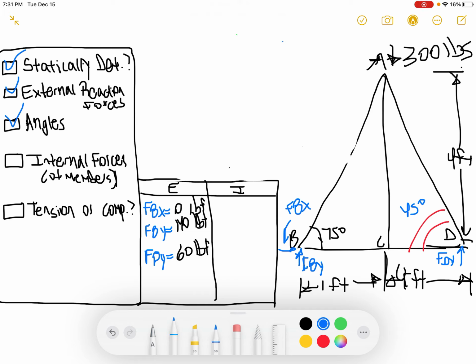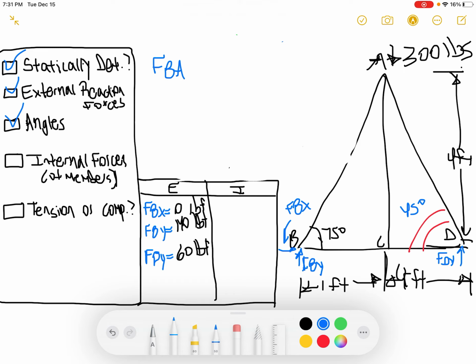Internal forces. This is the longest step. If you thought this one was long, this one's even longer. I told you this was going to be the longest lesson. Now we need to find all of the internal forces, which mean the forces of the members. So we said there was 5 members. That's how we found out that it was statically determinate in the first step. But what are they?